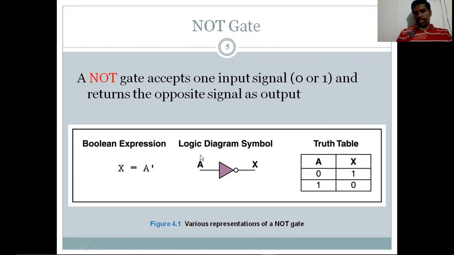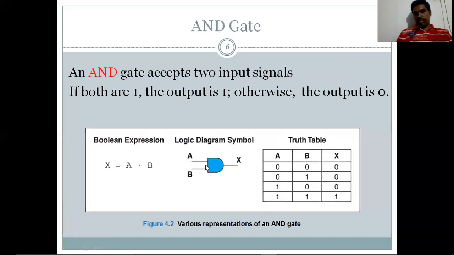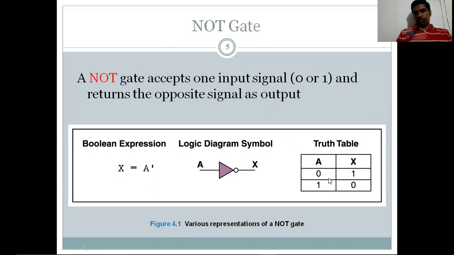Okay. So for a single letter, we will have only two combinations, right? That is 0 and 1. So if 0 is given as input, 1 is taken as output. If 1 is given as input, 0 is taken as output. Just complementing the input values, right?